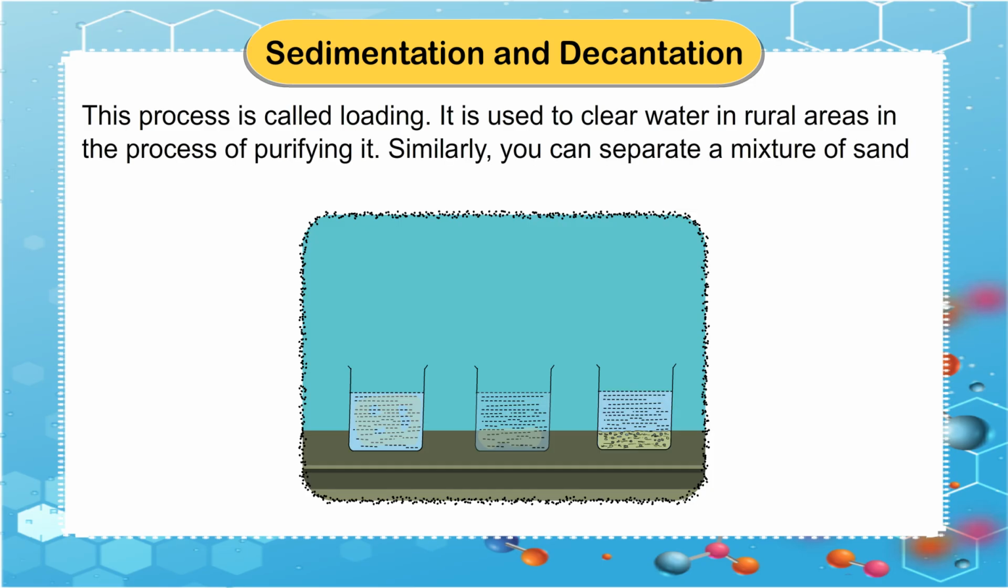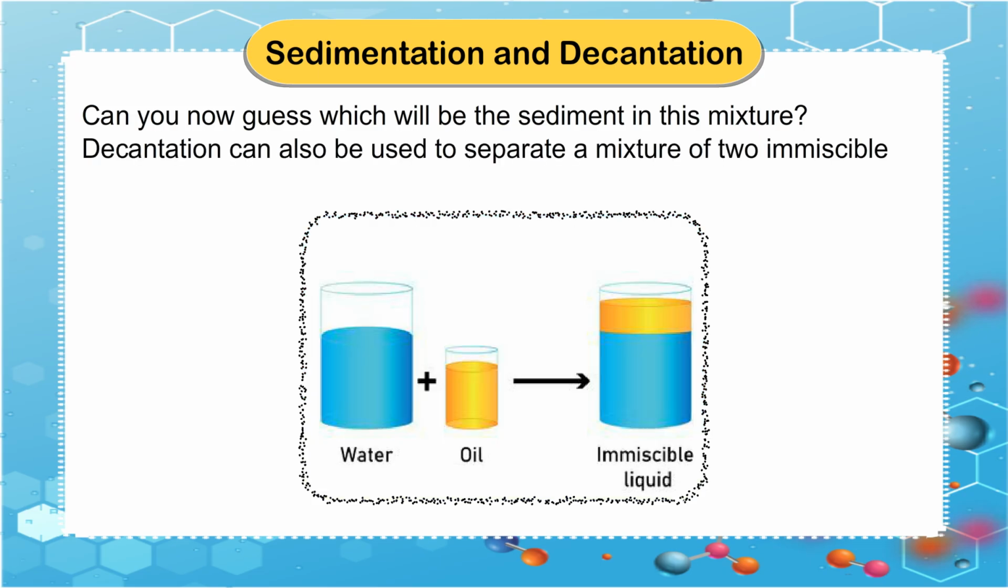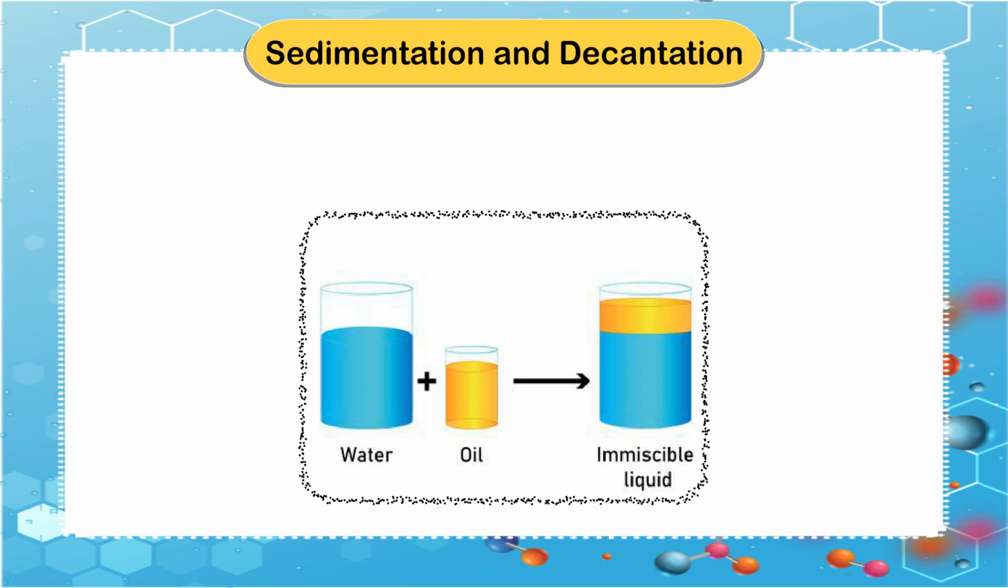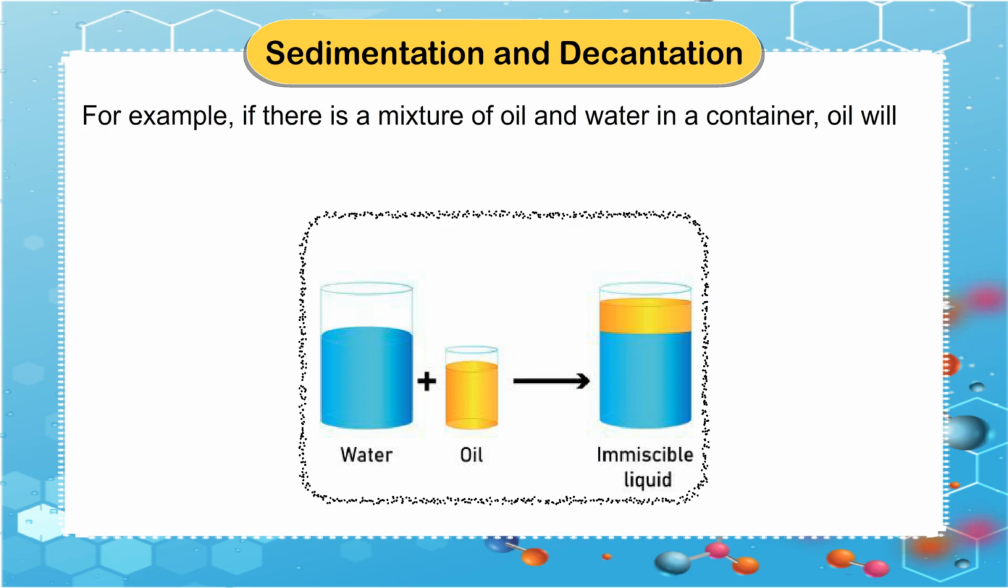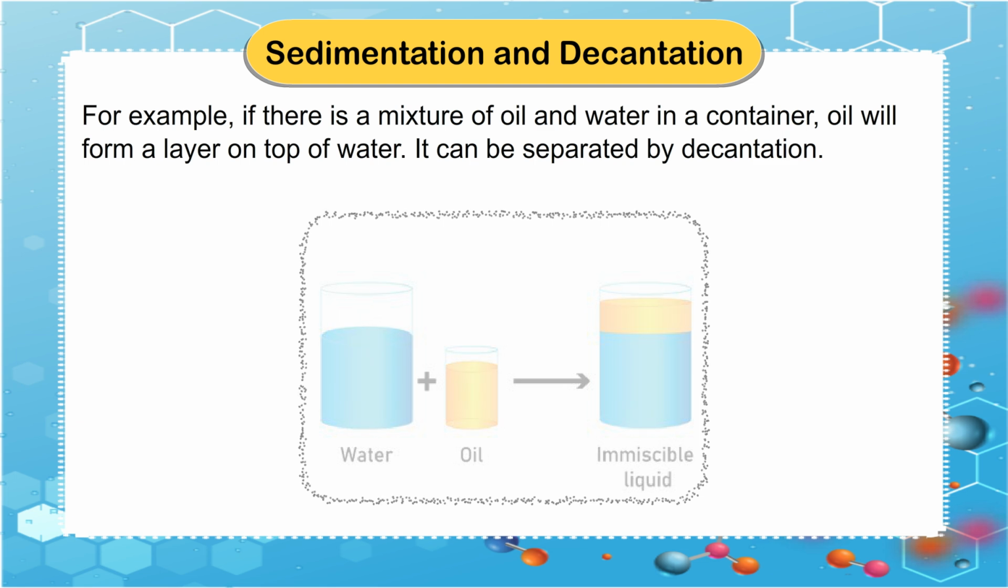Similarly, you can separate a mixture of sand and water. Can you now guess which will be the sediment in this mixture? Decantation can also be used to separate a mixture of two immiscible liquids. For example, if there is a mixture of oil and water in a container, oil will form a layer on top of water. It can be separated by decantation.